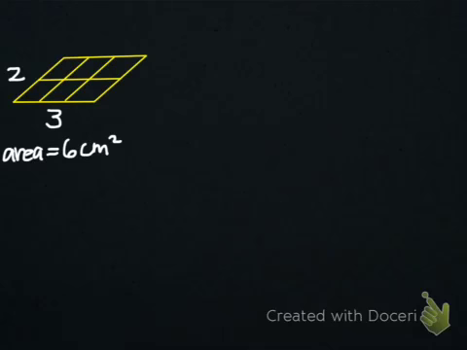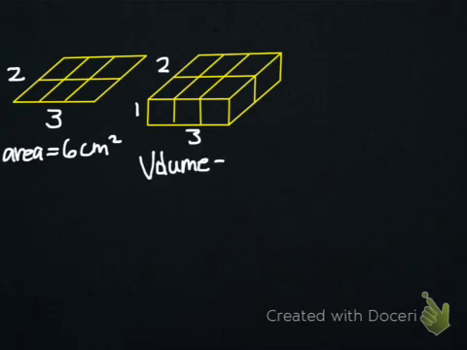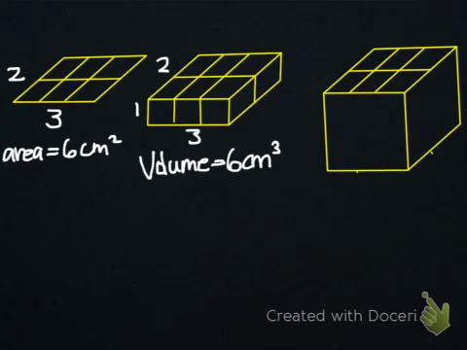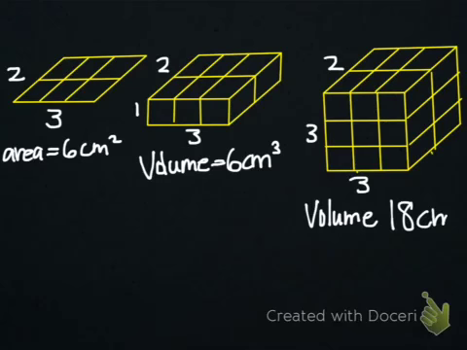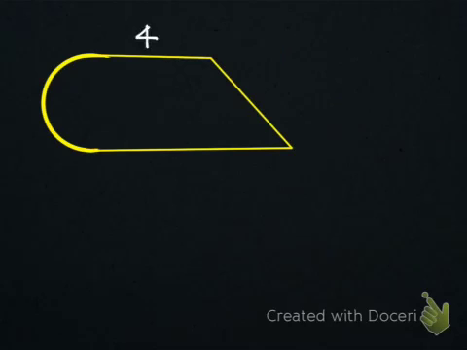Okay, so if we have a figure that is 2 units by 3 units, the area of that figure is going to be 6 square units. In this case, we're talking centimeters. If we add a dimension to it, we can find the volume. If it's 1 unit tall, the volume is going to be 2 times 3 times 1, which is 6 cubic centimeters. If we add more height, 2 times 3 times 3, we end up with 18 cubic centimeters for the volume.